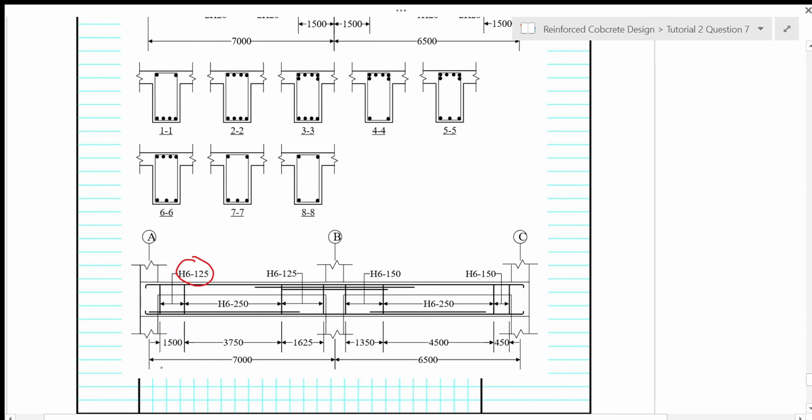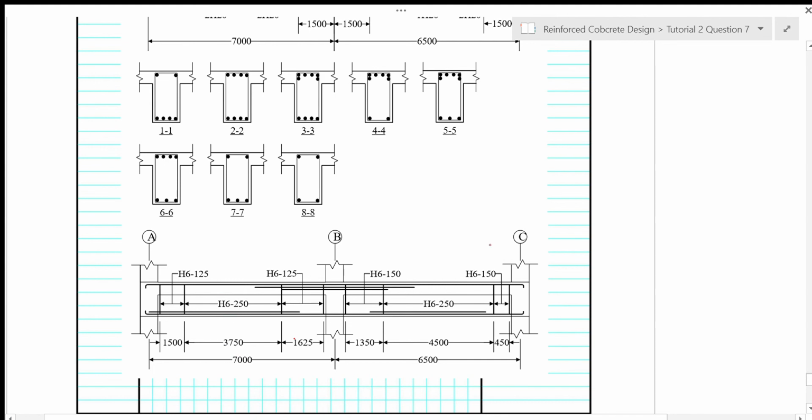So this is more than 1 meter measured from the center of the support, so it's sufficient. And then on this side we need 1.6 meters away from the center of the support to have shear reinforcement of H6 at 125 mm. So we provide from here to here of 1625 mm. So it's already covering the region from the center to 1.6 meters to the left of support B. So this is also okay. And then the rest you just provide with H6 at spacing of 250.